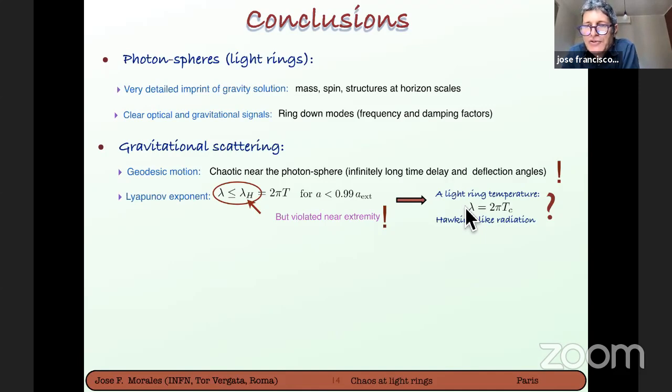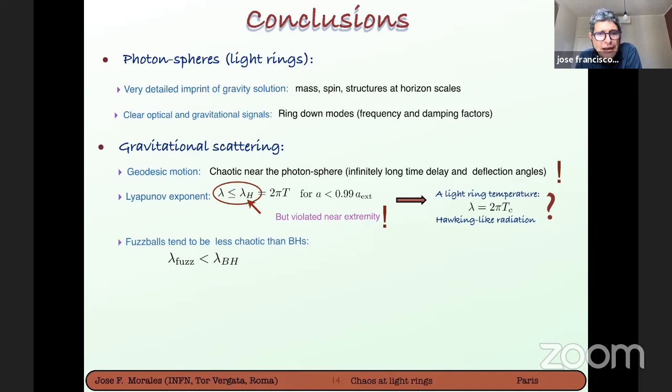It would be nice to ask, for example, whether we can associate Hawking-like radiation to these temperatures. Notice that if I have a scattering of a photon near the photosphere, this photon can decay into a particle and antiparticle. One gets trapped by the photosphere, the other gets scattered to infinity. Therefore, the situation is very similar to what happens at the horizon. So it's natural to ask whether there is a meaning for this lambda as a measure of temperature. I don't know. I would be happy if somebody has a more concrete idea of what this can be.